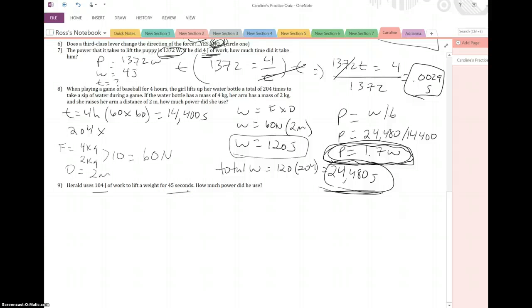Okay, so first, I'm assuming that this question is not saying that Harold held the weight up for 45 seconds, right? Which would mean that there was zero work done. Since she tells us how much work, I'm assuming she's actually talking about lifting that weight up. This comes from a question that I had on the quiz where I worded it like this, and it wasn't worded very clearly. So that's really my fault. Power is work over time. So that's 104 joules divided by 45, which gives us an answer of 2.31 watts.